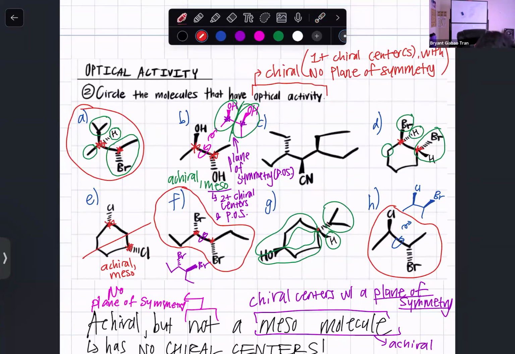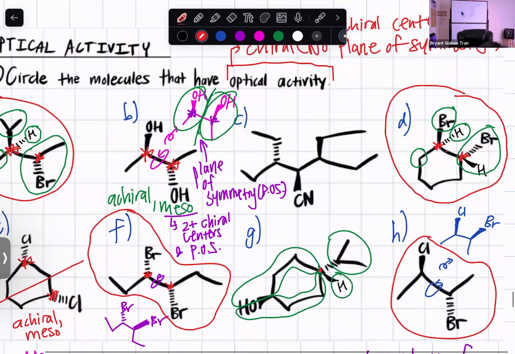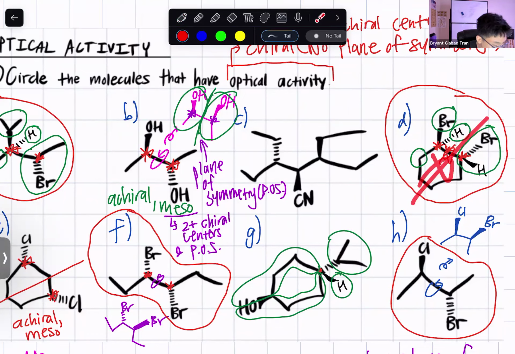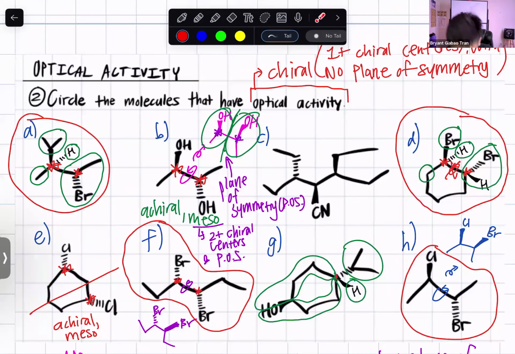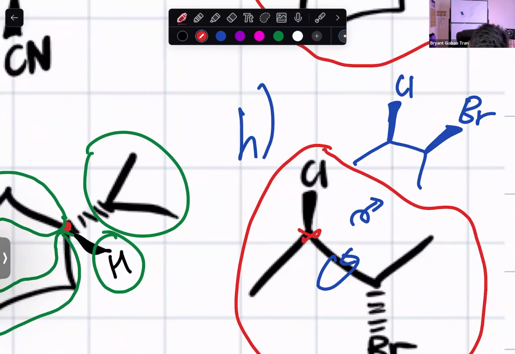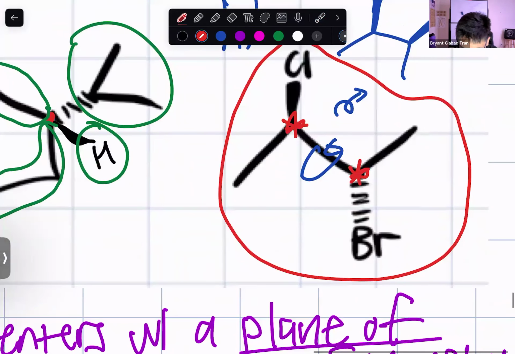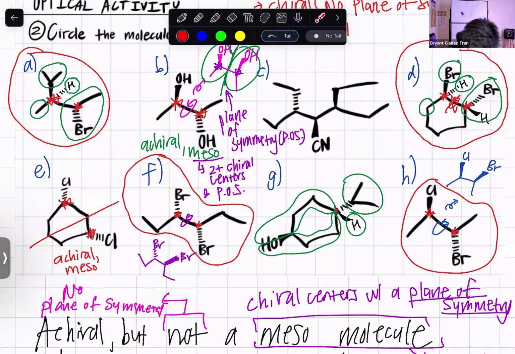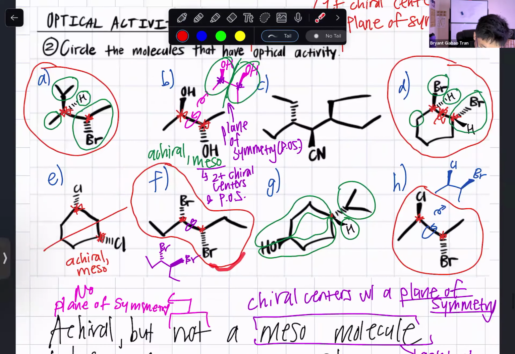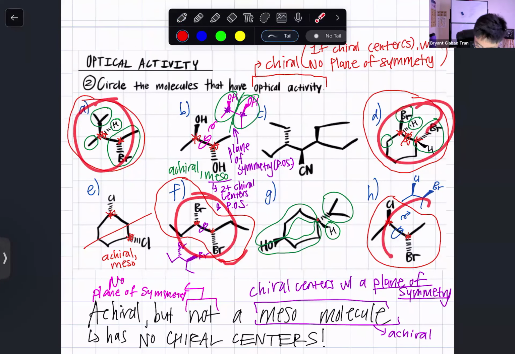Right. And we also said this was chiral as well because you cannot rotate that bond. No plane of symmetry. And two chiral centers, right? There's two chiral centers, one here and one here. But for something to be chiral, it only needs one chiral center, right? At least one. This one has two chiral centers though. F is chiral. Yep, F is chiral. It has optical activity. So the ones I circled in red are chiral and have optical activity.